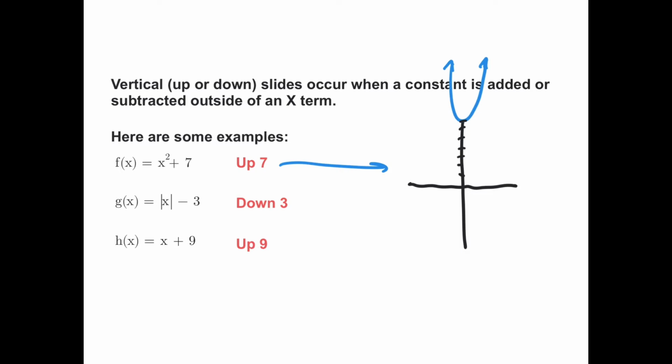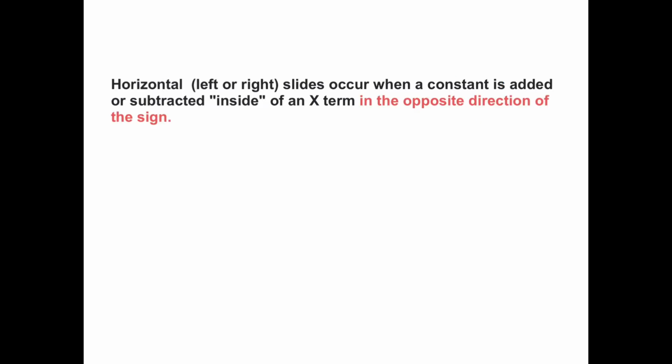All right, let's talk about right and left. Vertical is pretty straightforward. When it's outside, you just go in the direction of the numbers and the signs. For horizontal slide, it is not as intuitive. Because first off, the change to the x has to be on the inside, and it will move in the opposite direction that you would think based off the sign. With the vertical slides, we just used the number, we used the sign, and we went the same direction as the sign. But for a horizontal slide, it works in the opposite way. And I'll show you some examples.